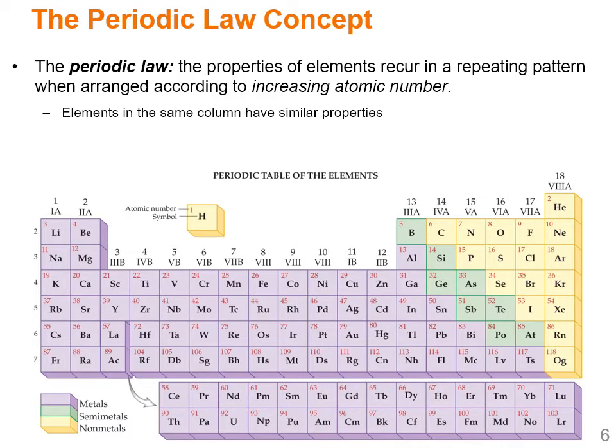The current version of the periodic table is based on the periodic law, stating that the properties of elements recur in a repeating pattern when arranged according to their increasing atomic number. What does it mean when you look at the periodic table? Elements in the same column have similar properties. For example, group 1A elements have all similar properties. Group 6A elements have their own properties, but they're all similar to each other.